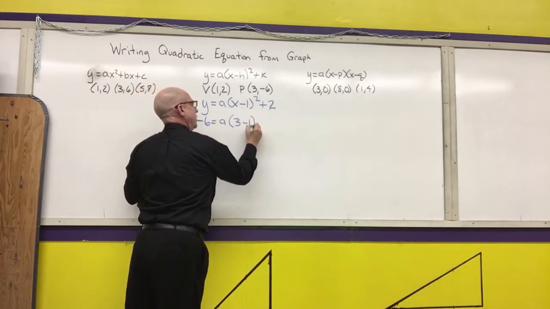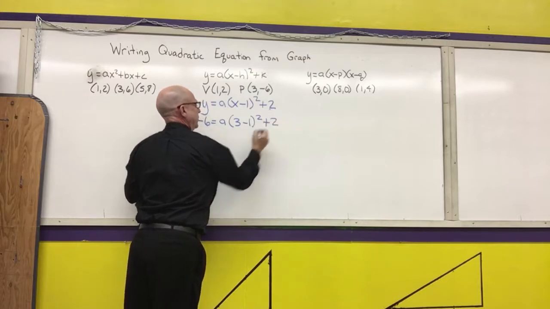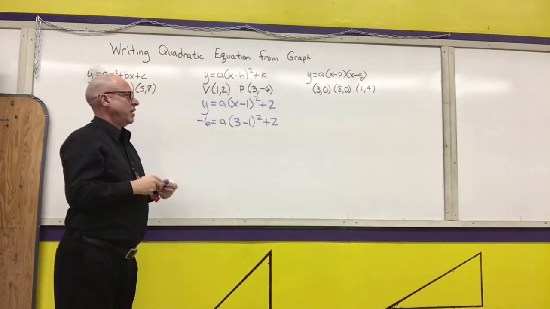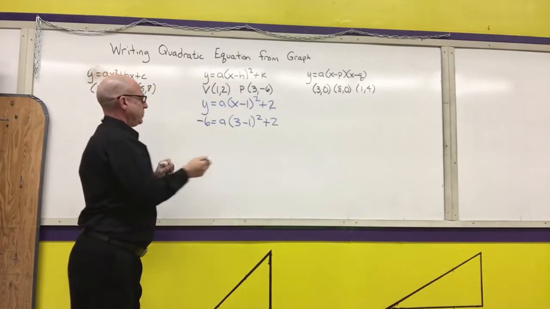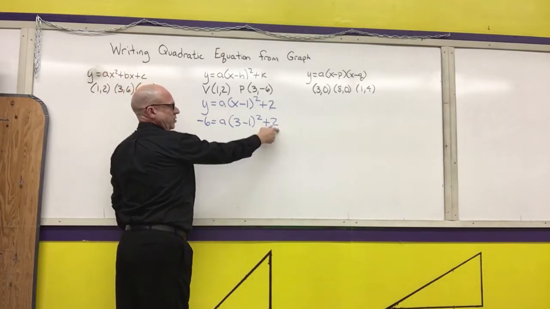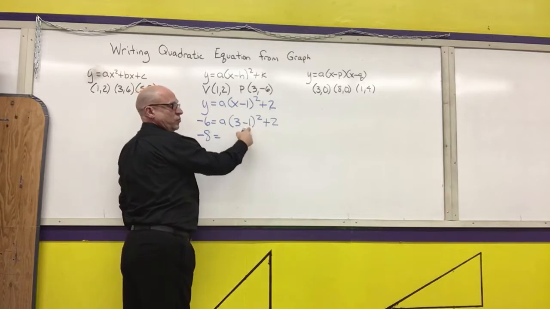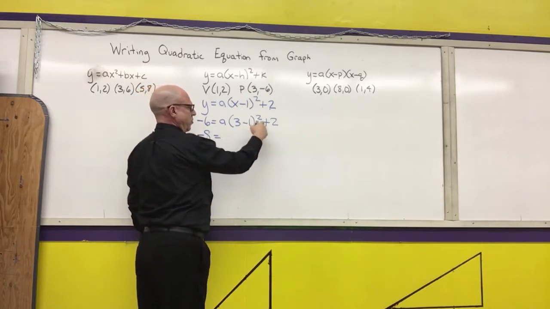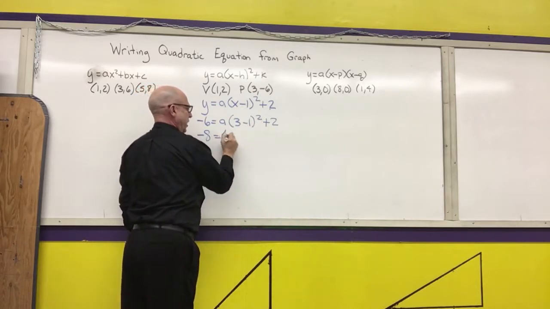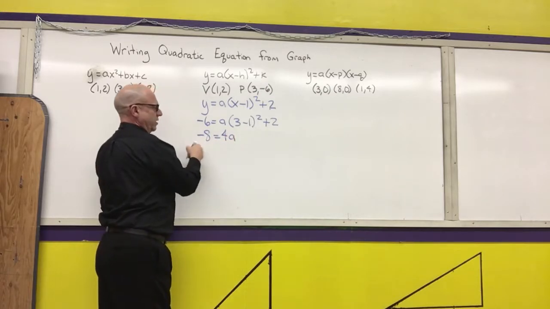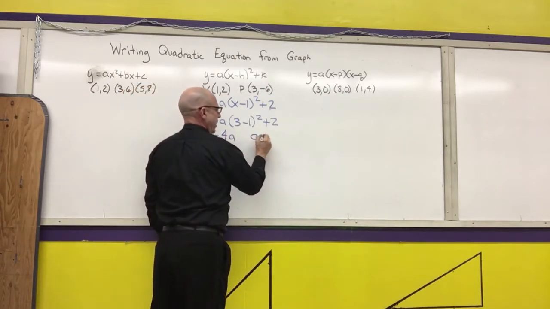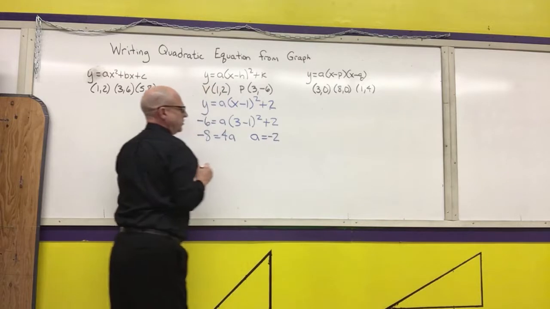-6 equals a times 3 minus 1 squared plus 2. Now what I want to do is solve for a. I'm going to subtract 2 from both sides. 3 minus 1 is 2. 2 squared is 4. 4 times a is 4a. So 4a is equal to -8, or a is equal to -2.